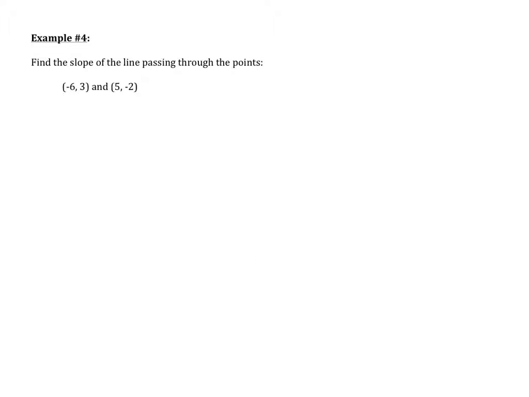Let's look at another example, number 4. Find the slope of the line passing through the points (-6, 3) and (5, -2). So here again, I could get out a piece of graph paper and plot these and just count the rise over the run. But here again, what if you don't have graph paper? So let's just do it the long way.